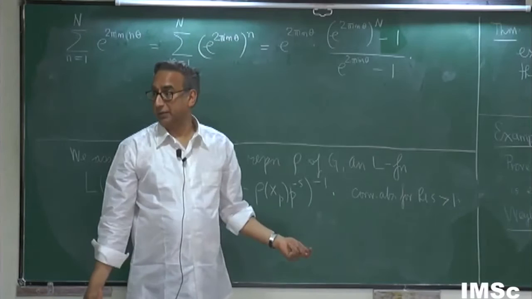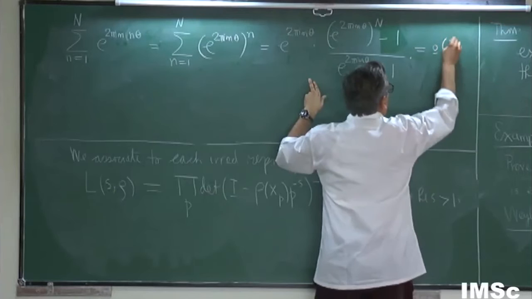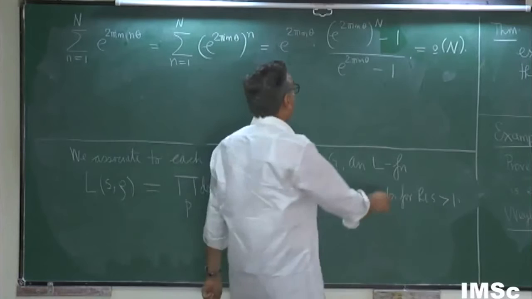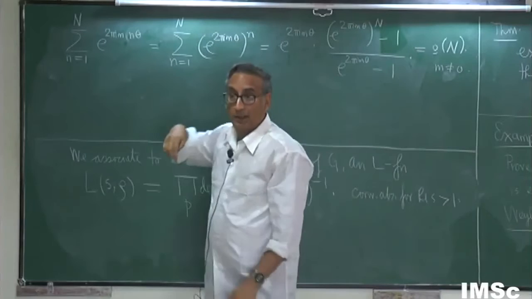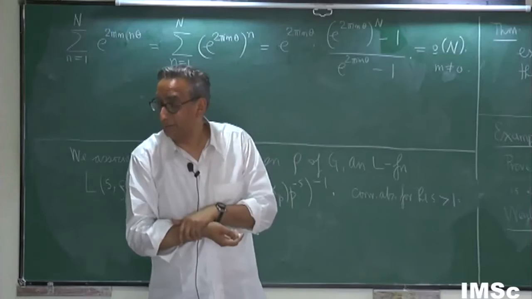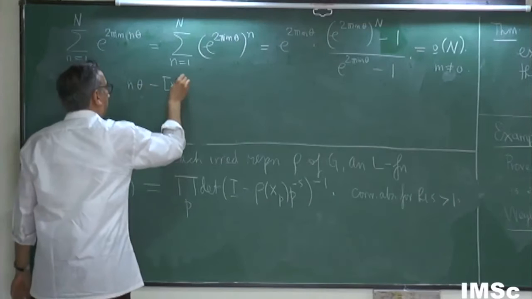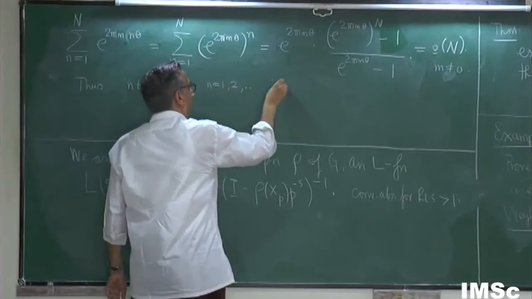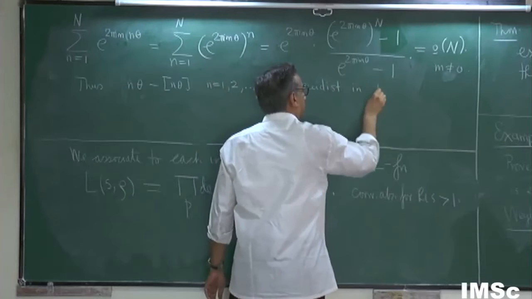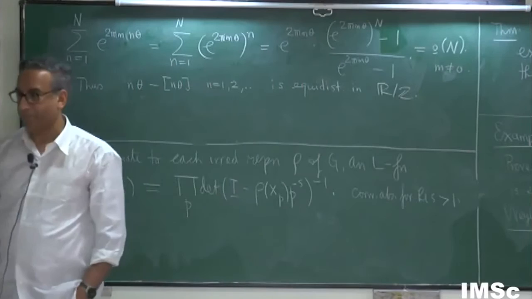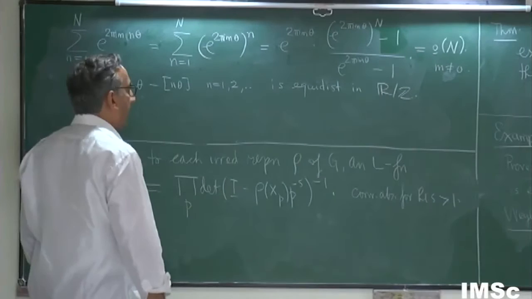So it satisfies the Weyl criterion. Okay, so this is equal to little o of capital N for any m not 0. And so it satisfies Weyl's criterion. Therefore, that sequence of fractional parts is equidistributed in the circle. Right? So we have that. Neat and tidy. Okay. What happens if theta is a rational number?